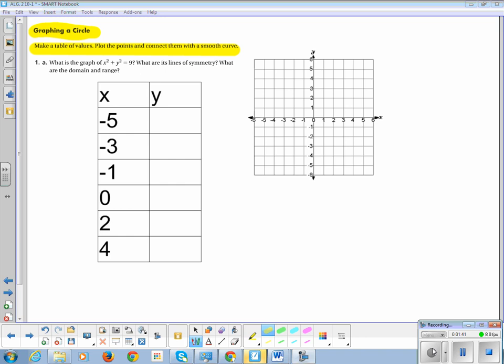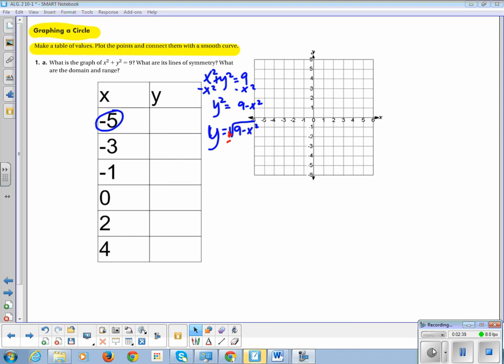So what is the graph of x squared plus y squared equals 9? What are its lines of symmetry? What are the domain and range? So if I were to plug in -5 into this equation and figure out what y is, I need to manipulate this equation a little bit. So I'm going to subtract my x squared and take the square root of both sides. When I do, you guys know, when we take the square root of both sides, you have a positive value and a negative value. So we're going to find, and this is just calculator chugs.